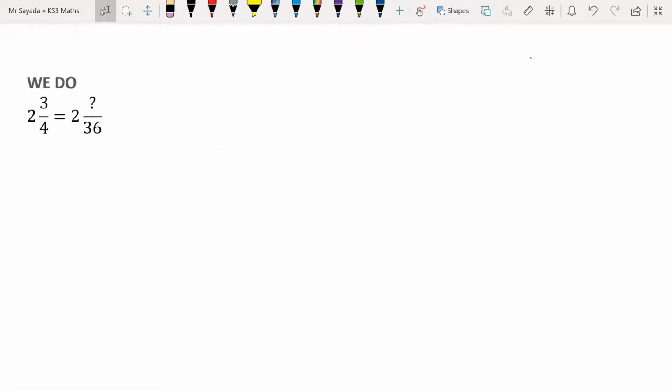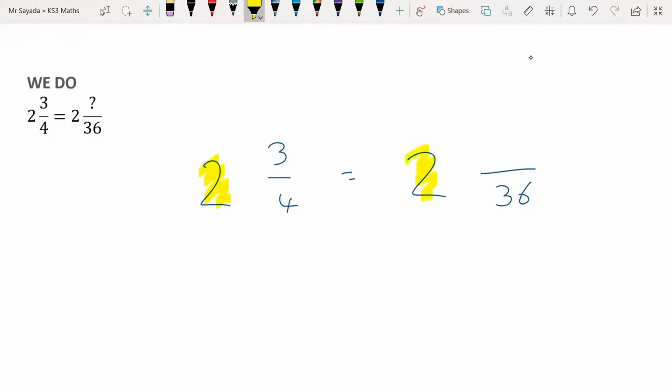Pause the video to have a go at this one. Press play once you're ready. So you should have now had a go at this one. So we've got 2 3/4 equals 2 and something over 36. The whole numbers are the same, so they don't matter.